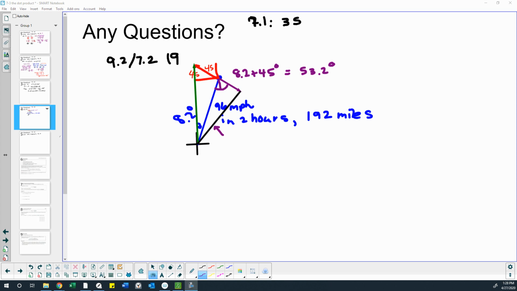All right, we have 7.2, or section 9.2 in the old version, of question 19, which has a plane that's going to this point right here, but there's a wind blowing from the southeast, and so the plane actually needs to follow this route here so that the wind will blow them to the point where they want to be. The wind is 25 miles per hour, and the plane would normally have been going 96 miles per hour so that they could do the distance of 192 miles in 2 hours.